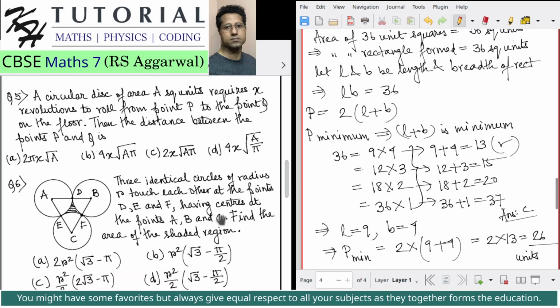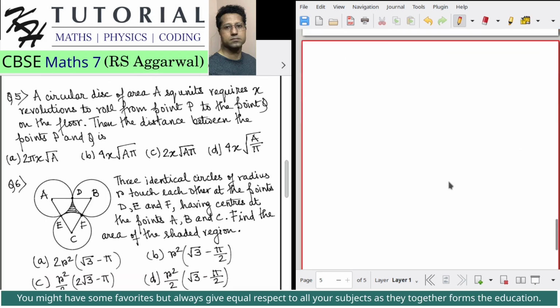Okay, let's do question number 5. A circular disc of area A square units requires X revolutions to roll from point P to the point Q on the floor. Then the distance between the points P and Q is. Let's say this be the circular disc. The area of the circular disc is A. So it is rolling from point P to the point Q.